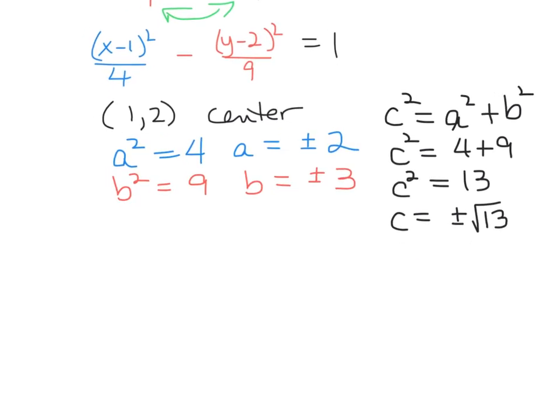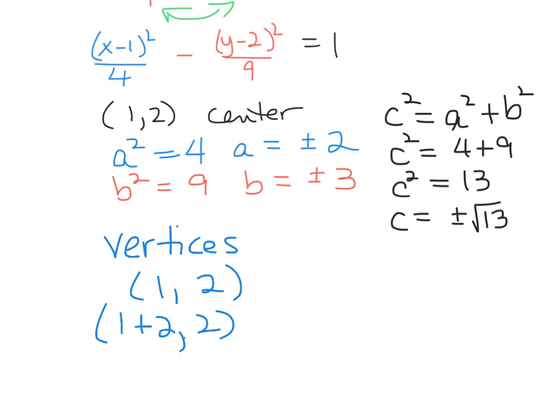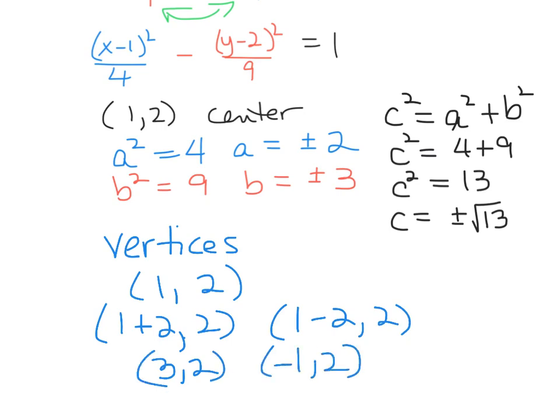So for the vertices, remember the vertices use the a. Again, I'm working off the center. My x squared term is first, so I'm adding a to x. So it'll become 1 plus 2, 2, and 1 minus 2, 2. So 3, 2 is a vertex, and negative 1, 2 is a vertex.